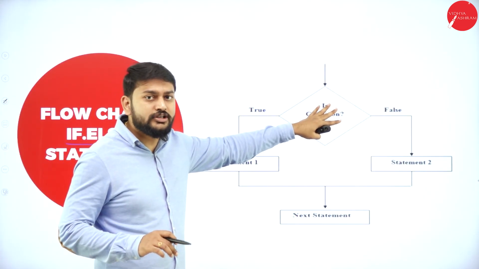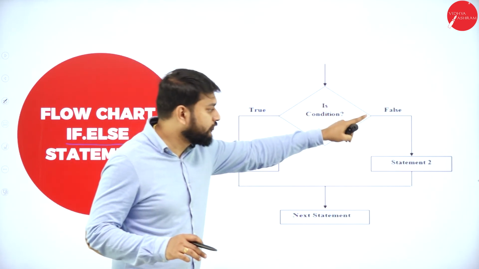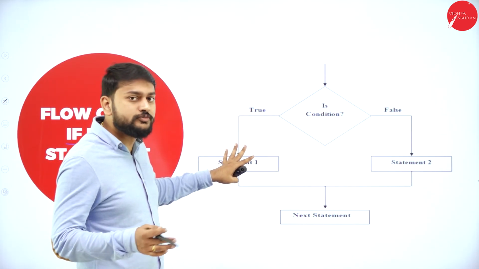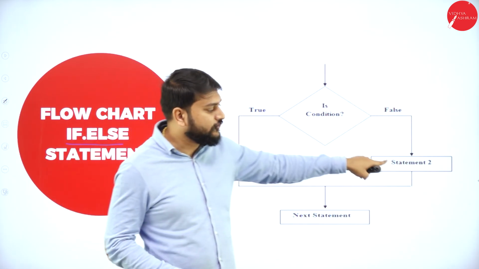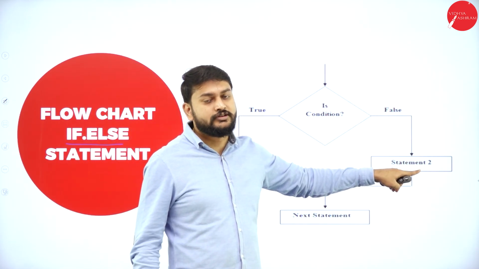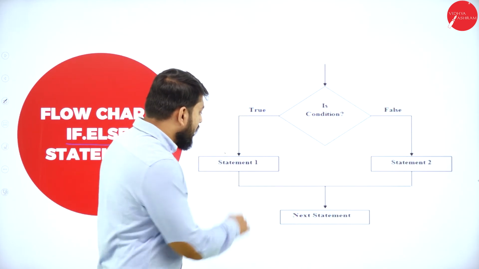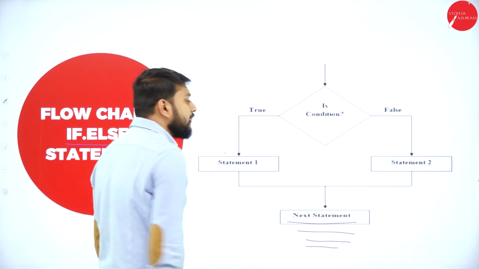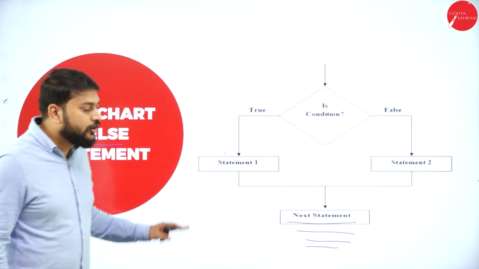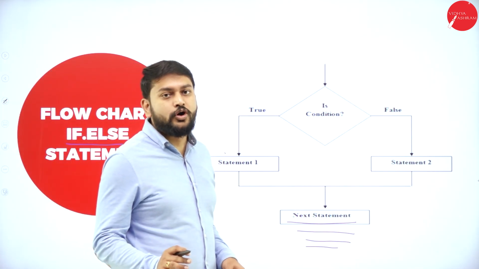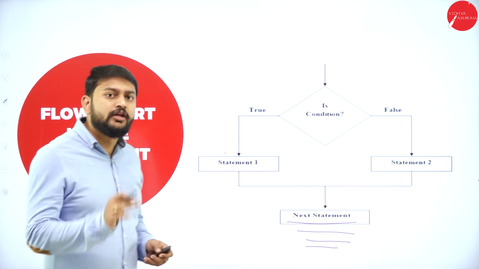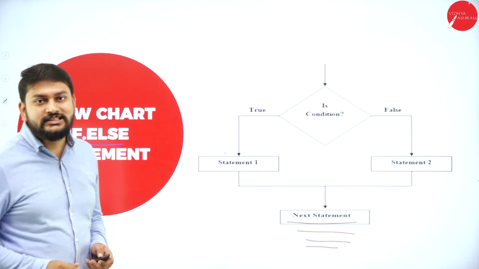I'm just testing the condition, so I have two possibilities: one is false, another one is true. If the condition is true, I will execute some set of statements. If the condition is false, I'll execute some other set of statements. After that, I will come to the next statements and start executing them. This is what you need to understand with respect to the flowchart of the if-else statement.